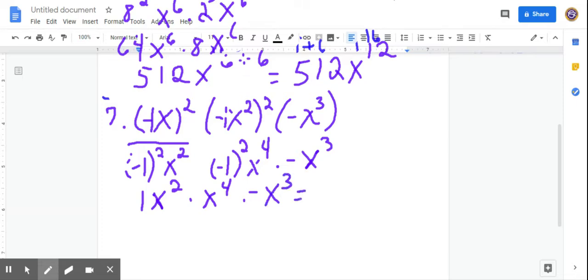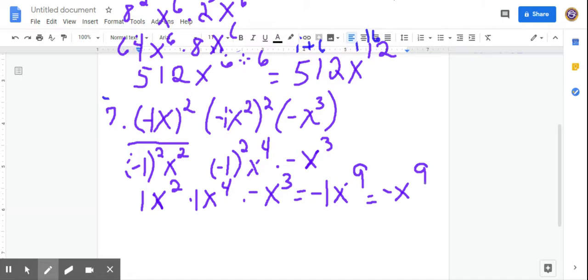Now you have like bases, multiply those, and I could put a 1 here, but I multiply those coefficients, 1 times negative 1, that's negative 1. Keep your base and add the exponents. 2 plus 4 is 6, plus 3 is 9. So it is negative x to the 9th power, but not because there were 3 negatives. There were not 3 negatives, there was only 1 negative.